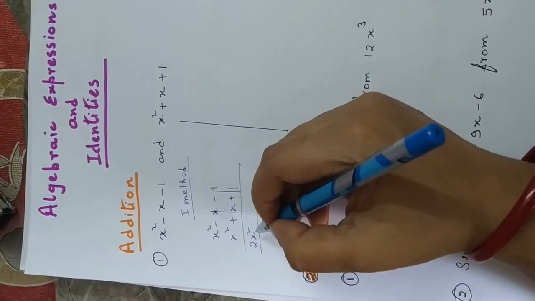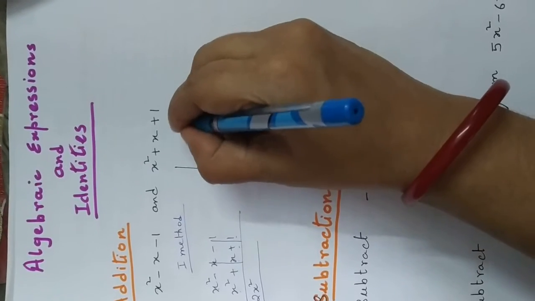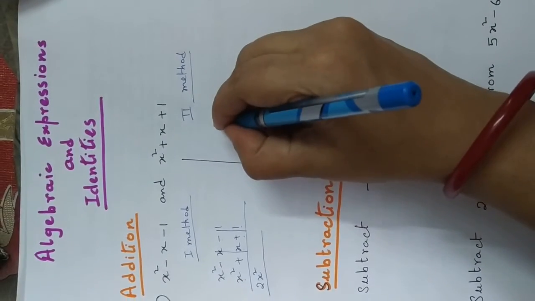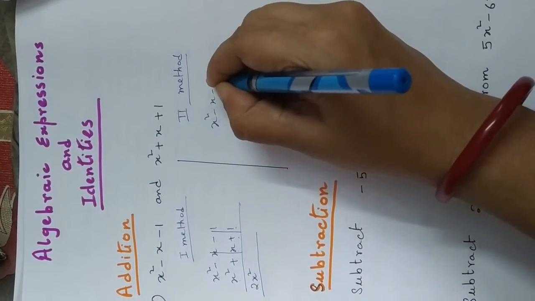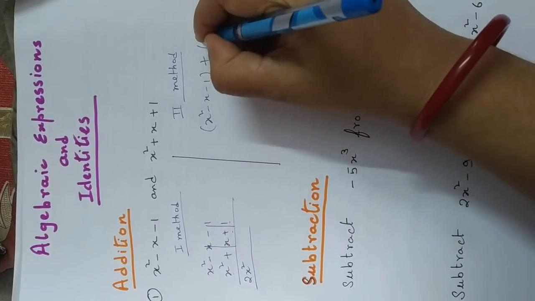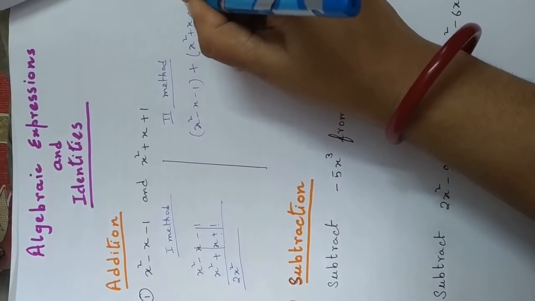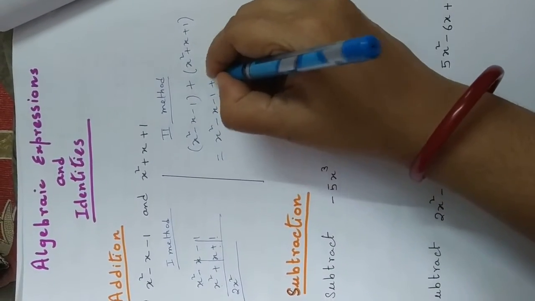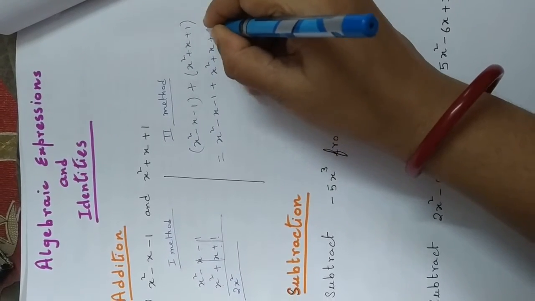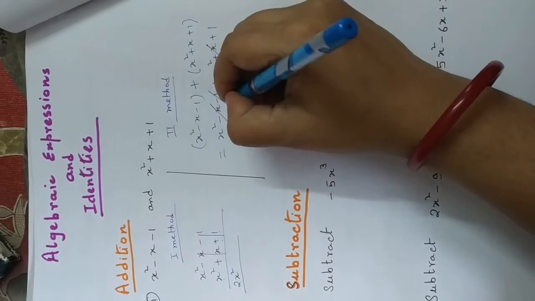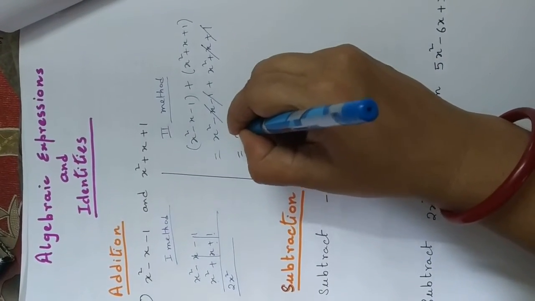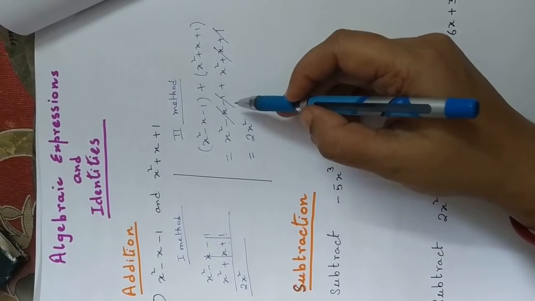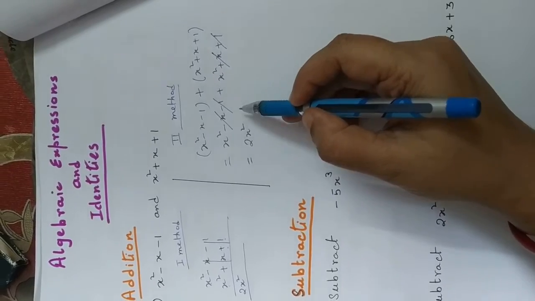This is the vertical method. Now the second method, that is the horizontal method. In the horizontal method, just write down the expressions using a plus sign. Now open the bracket: x square minus x minus 1 plus x square plus x plus 1. So minus x plus x gets cancelled, minus 1 plus 1 gets cancelled. Answer is 2x square. You can use any one of these two methods, but in my opinion, try to solve using the horizontal method.